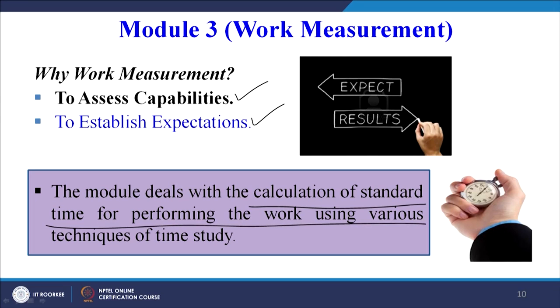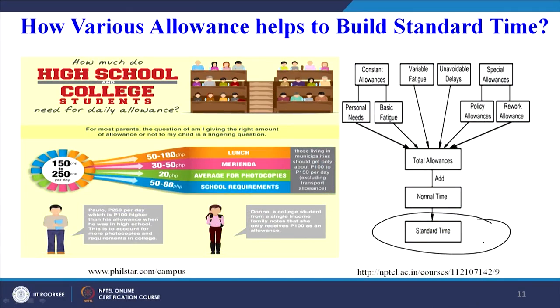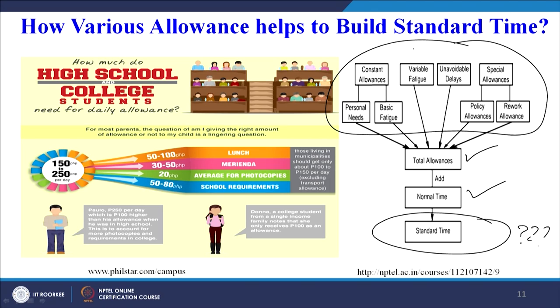for performing the work using the techniques of time study. So we will see different techniques of time study. This is what is related to the allowances, which help us to build up the standard time. Our target is to find out the standard time, which is a question mark, how to calculate that. For that we require normal time, we require the allowances, and these are the various types of allowances that are given to a worker for calculation of the standard time.